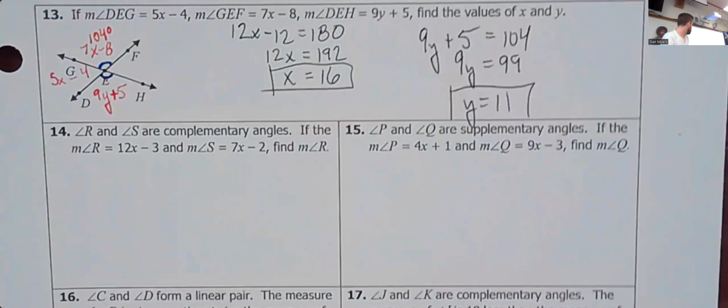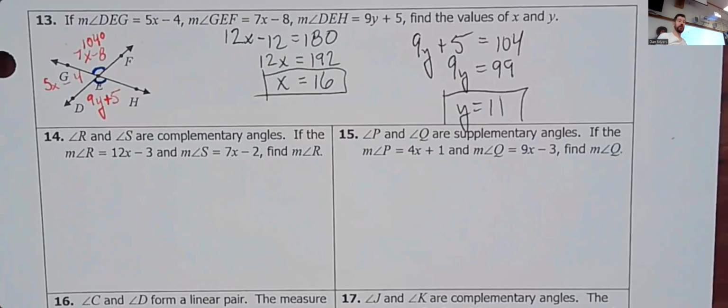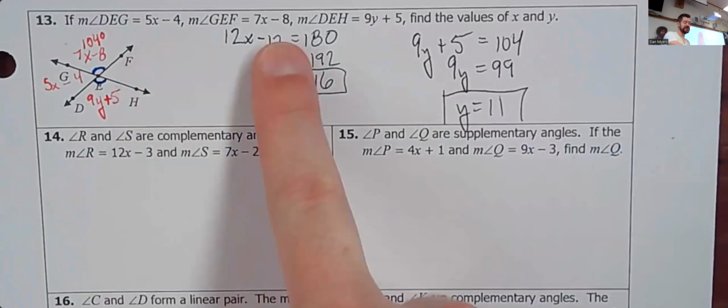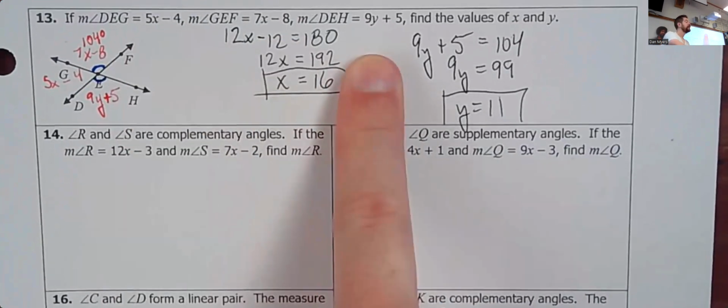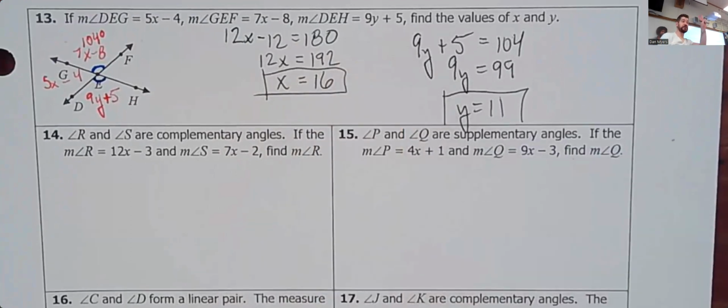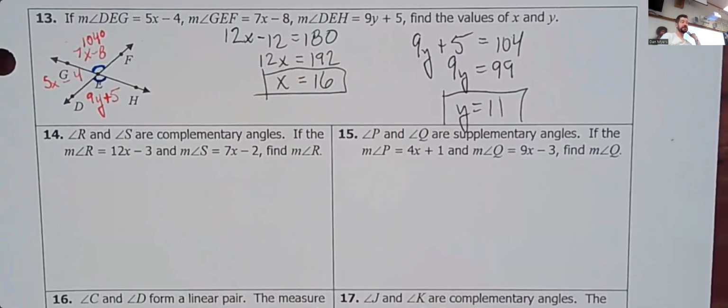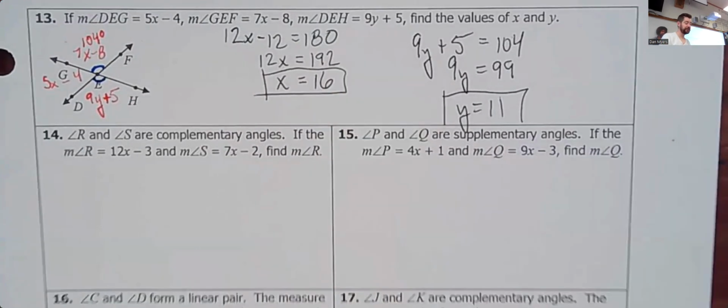Anytime you have a problem where you've got 3 different expressions, that would be 5x minus 4, 7x minus 8, and 9y plus 5, in terms of knowing which variable to solve for first, it's the variable that shows up twice. Whichever one shows up twice is the one that you need to solve for first. And then once you have that, you're going to plug in, figure out the actual angle measurement, then you can solve for the other variable.